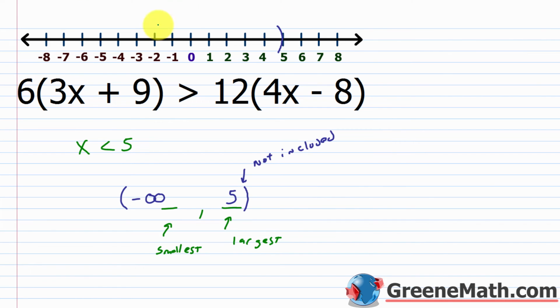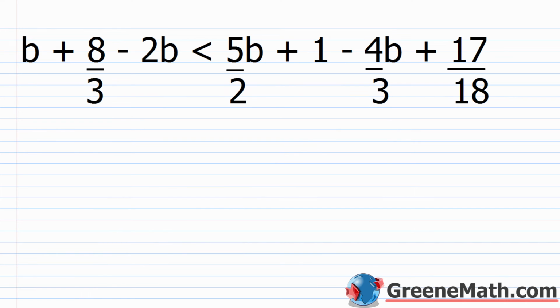And then shade everything to the left. So you shade all this in the solution region, including the arrow. And again, some people like to put a negative infinity out here to show that it's just going forever and ever and ever in that direction.